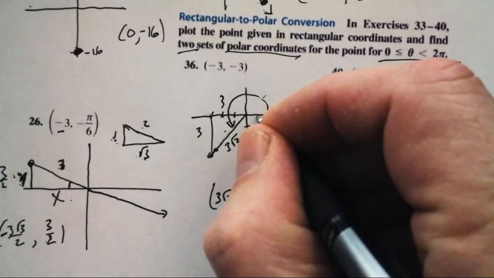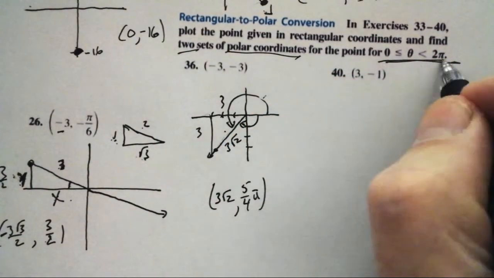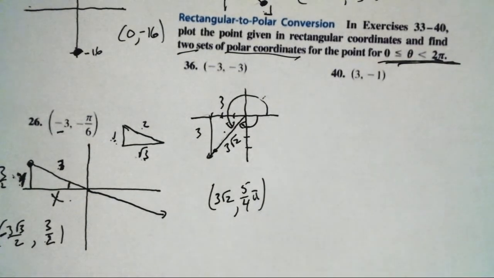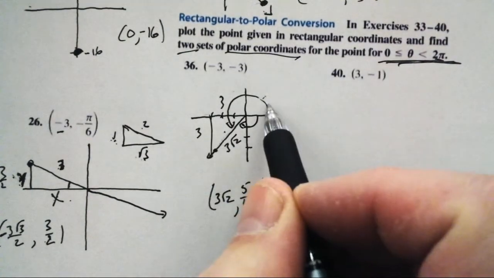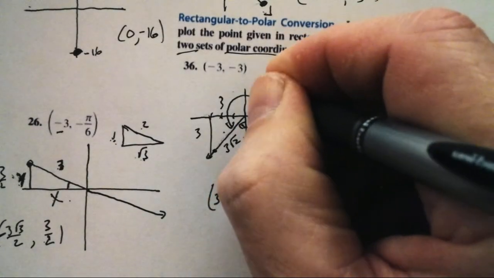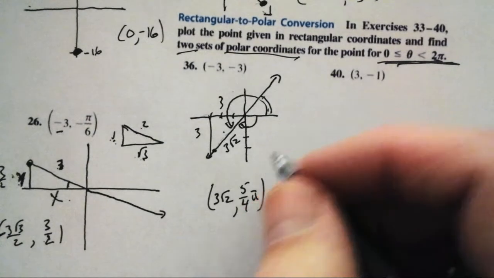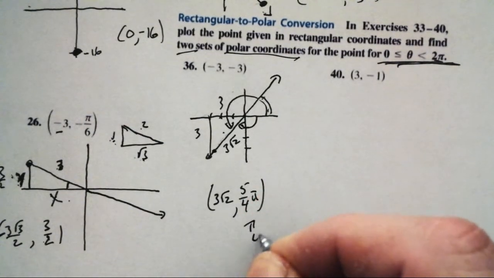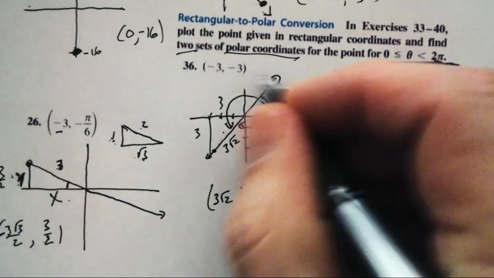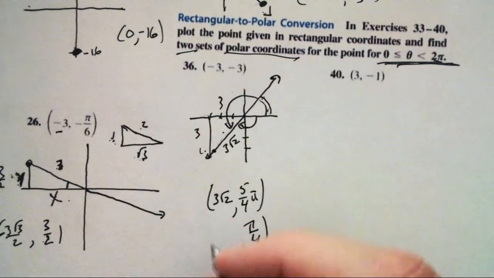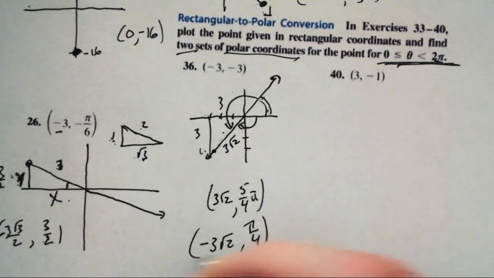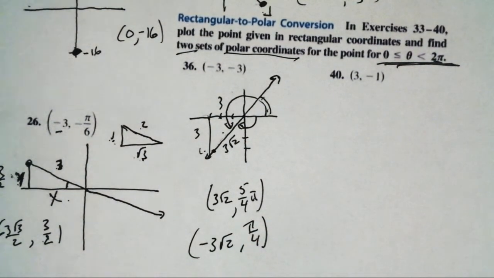I'm not allowed for this problem to rotate backwards. Again, our rotation theta has to be between 0 and 2 pi. But I could just rotate to here, aim exactly the wrong direction, pi on 4, and throw the rock over my shoulder, so -3 square root of 2.